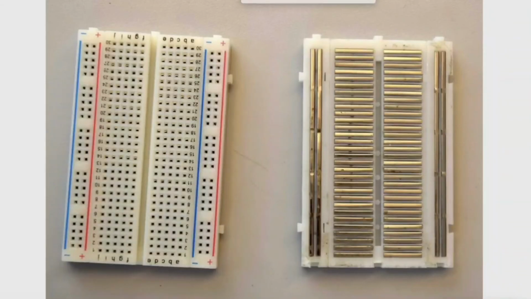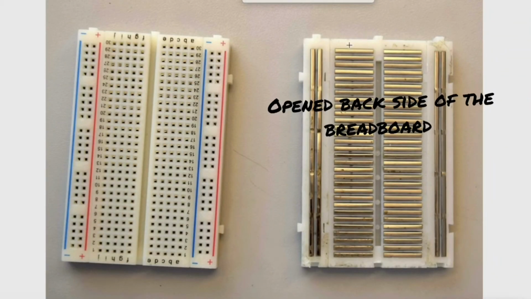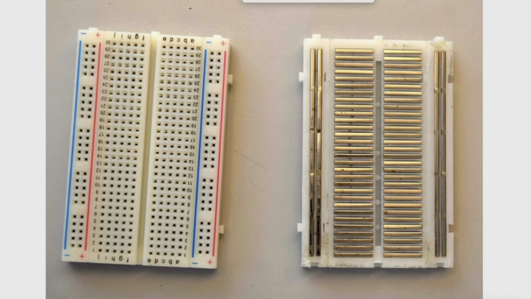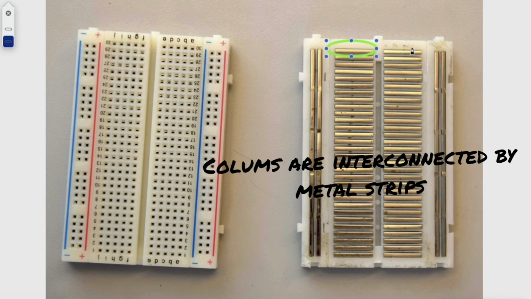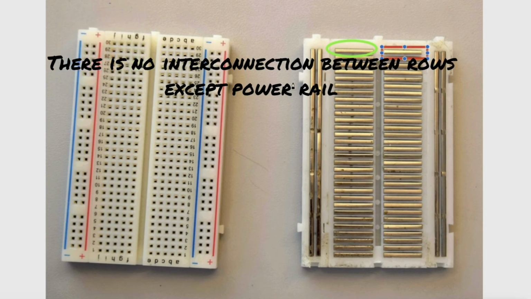Let's have a look at the back side of the breadboard, where we can see how these columns are interconnected and how rails are interconnected by these metal strips. I will circle these columns as green. You can see all the columns are interconnected by metal strips and there is no connection between the rows, so I will mark them as red. So you will get the idea from here that how breadboard is interconnected.